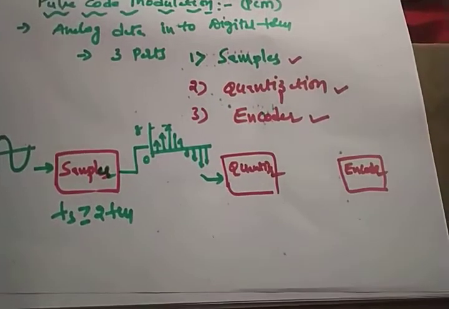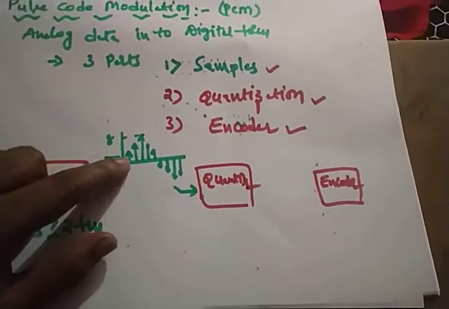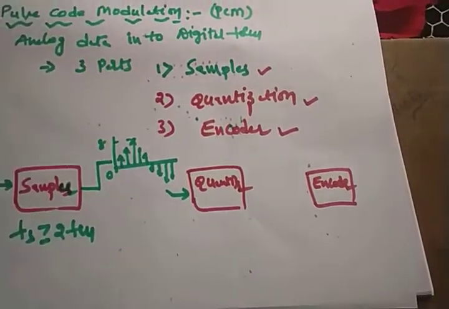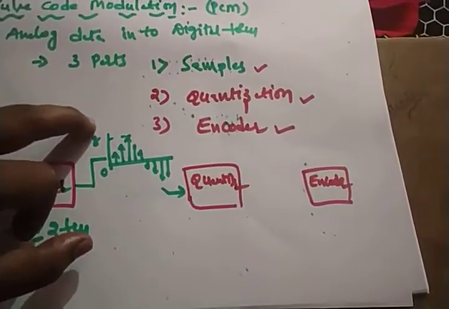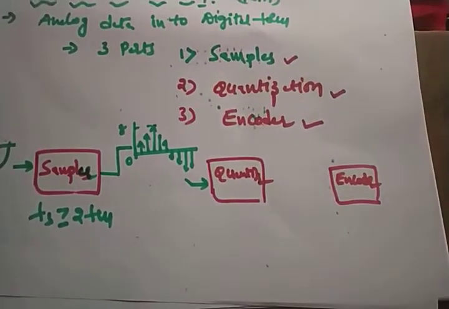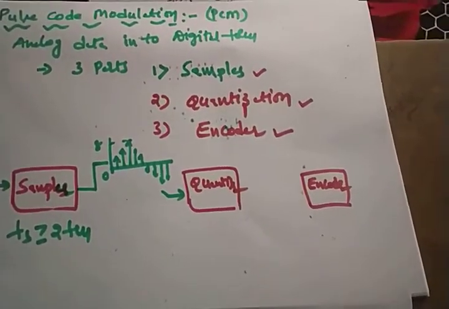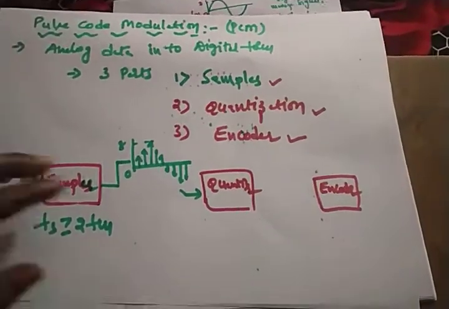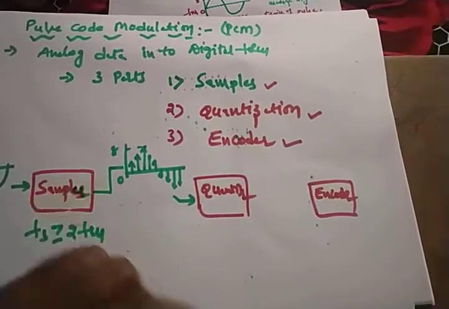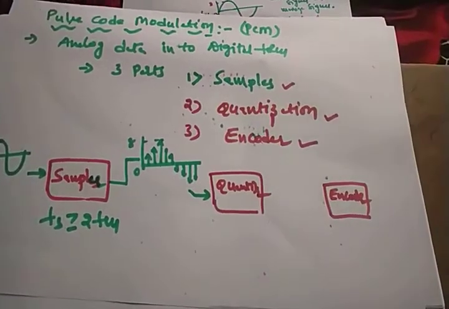So you have a train of pulses which has different magnitudes, right? Here 0.3, 0.8, 1.3, infinite magnitudes. Minimum value 0, maximum value 8. Between them you have different values of pulses. You don't know each and every value of the magnitude, infinite magnitudes, right? So infinity of pulses with different magnitudes. But what the quantizer does is create a fixed magnitude for each and every pulse, right?